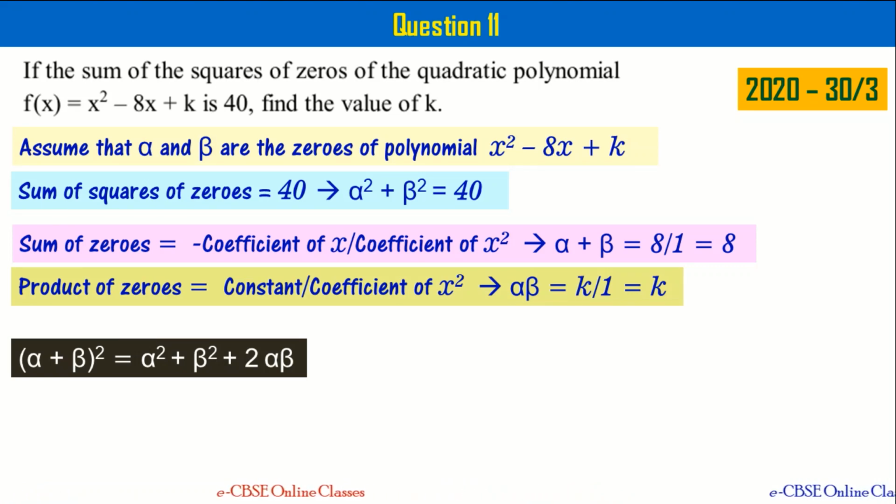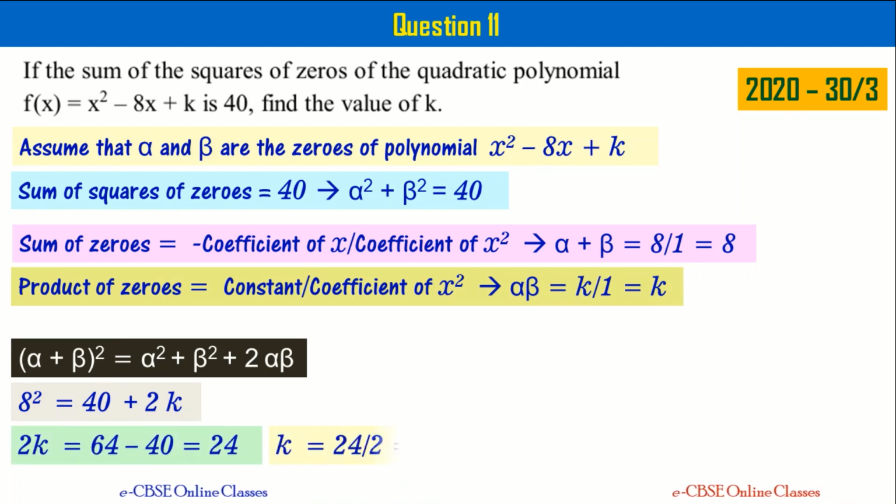So let us substitute. Alpha square plus beta square is 40, alpha plus beta is 8 and alpha beta equal to k into this equation, such that you get 8 square equal to 40 plus 2k. Simplify it such that you get k equal to 12. The answer to the question is k equal to 12.